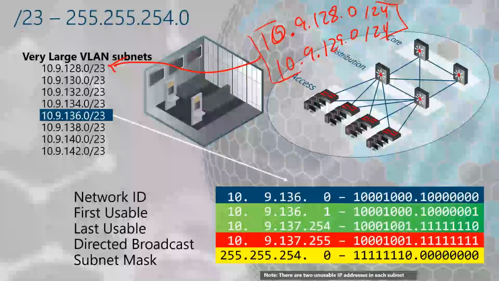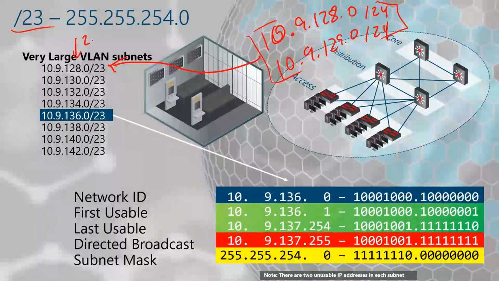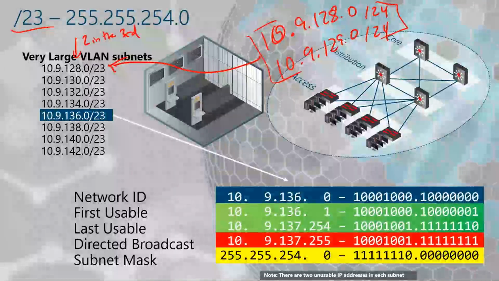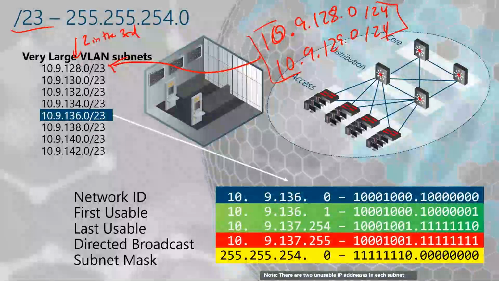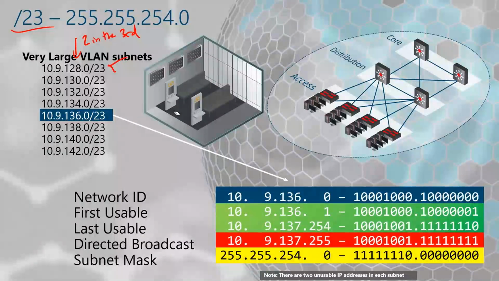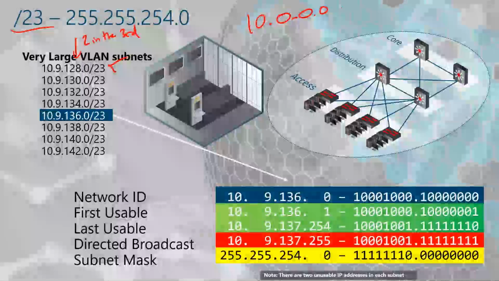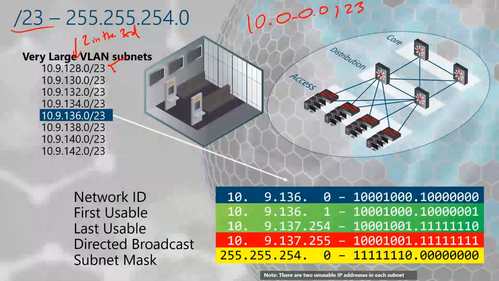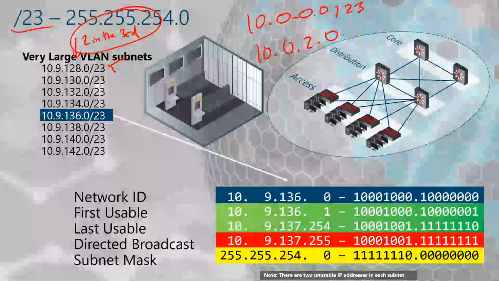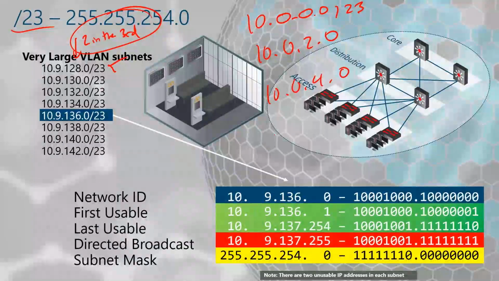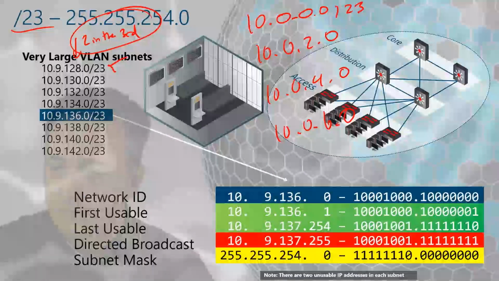And you can see here that when you're a /23, you are progressing by 2 in the third octet. So if you're a /24, you're progressing by 1. If you're a /23, you're progressing by 2. So 128, then 130, then 132, and so on. For example, if you had 10.0.0.0/23, what would the next network ID be? Well, if you're progressing by 2 in the third octet, the next one would be 10.0.2.0. The next one would be 10.0.4.0. The next one would be 10.0.6.0. That's how you'd be progressing in that particular case.